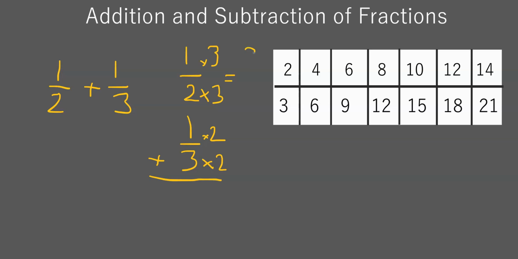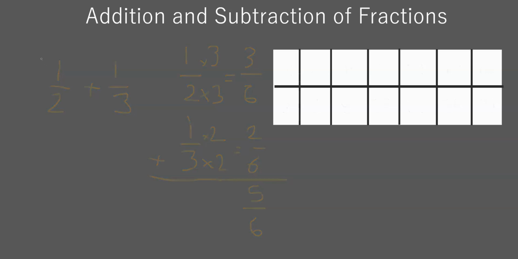And then we simply multiply straight across. 1 times 3 is 3. 2 times 3 is 6. Multiply straight across. 1 times 2 is 2. And 3 times 2 is 6. So now we can see that my denominators are the same. So now I can actually go and add them. And all I'm going to do is add just the numerators. We do not add the denominators together. The denominator will remain 6. And then 3 plus 2 is 5. So our answer is 5/6.